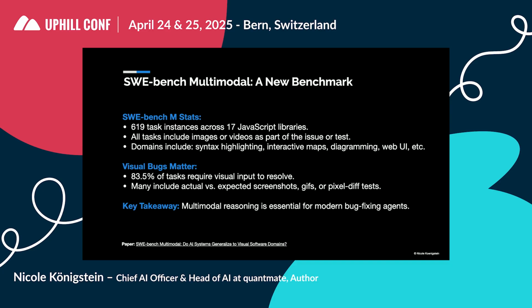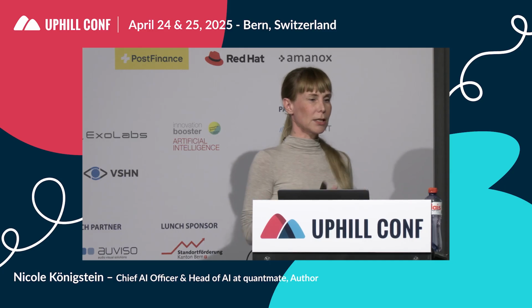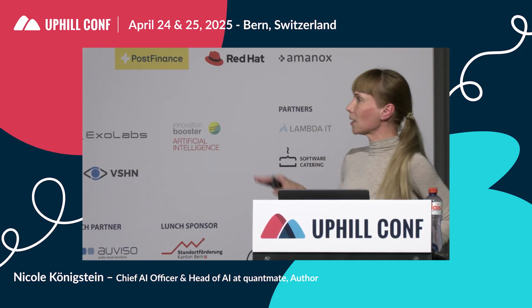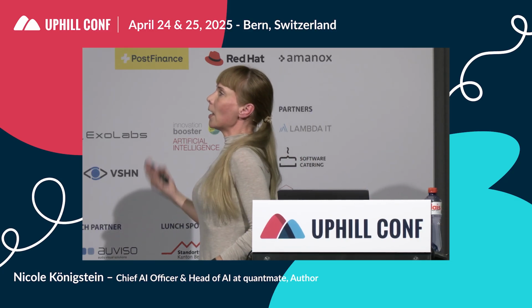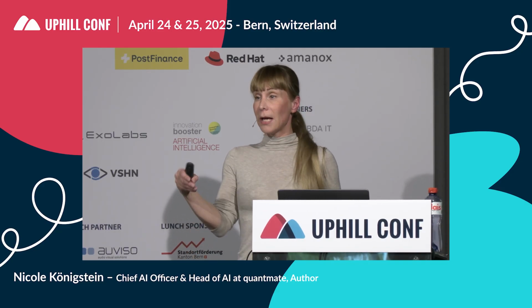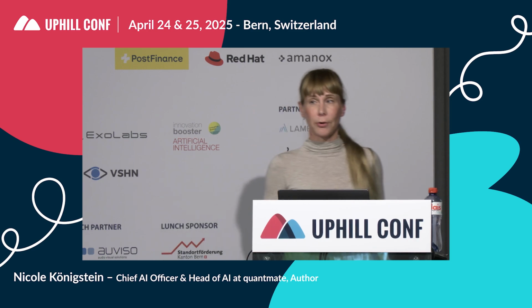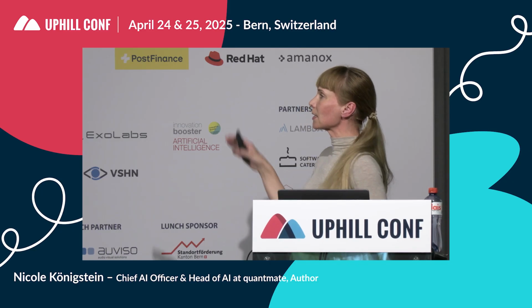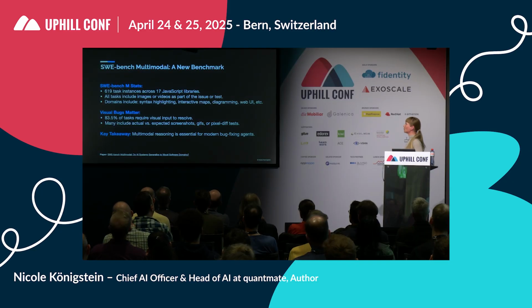What they did is they analyzed it on 619 task instances with 17 JavaScript libraries. They tested a wide variety to understand how good the systems really perform. All tasks included images or videos as part of the issues or tests. They used GitHub issues to let the systems automatically perform and solve those issues in the GitHub repositories. Different domains were included: syntax highlighting, interactive maps, web UI, and so on.